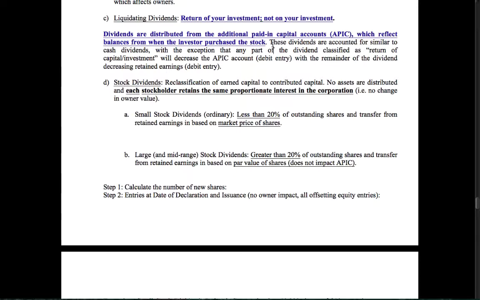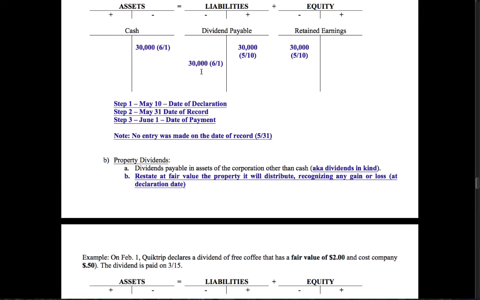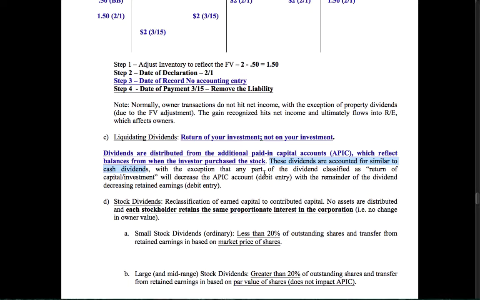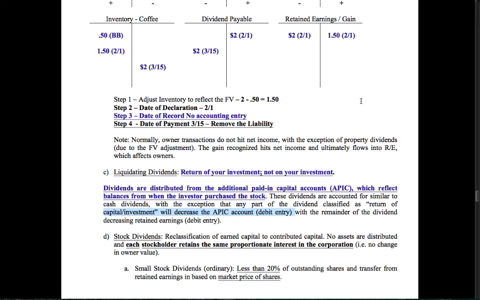Therefore, these dividends are accounted for similar to cash dividends, so similar to this. However, instead of the debit entry being to retained earnings, you are going to decrease the additional paid in capital account. So it is the return of your capital investment that will decrease the additional paid in capital account.